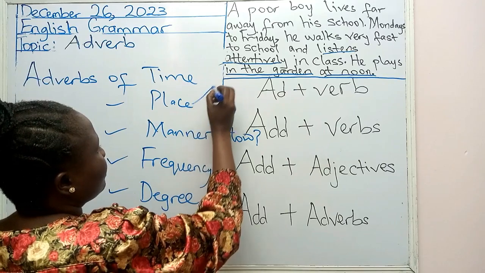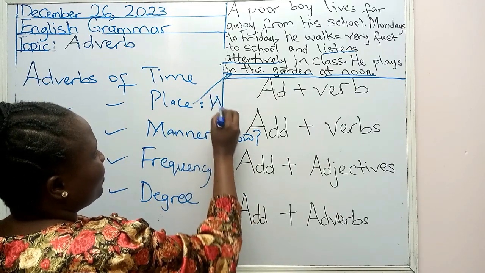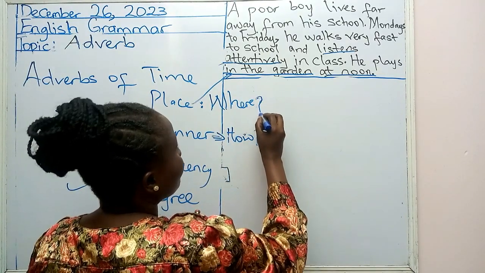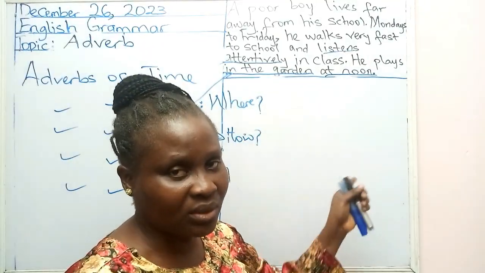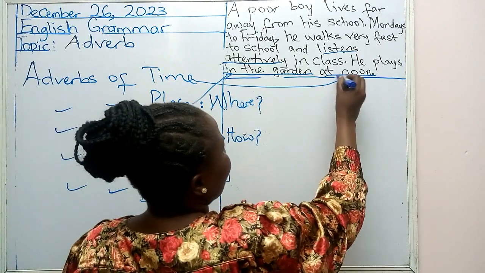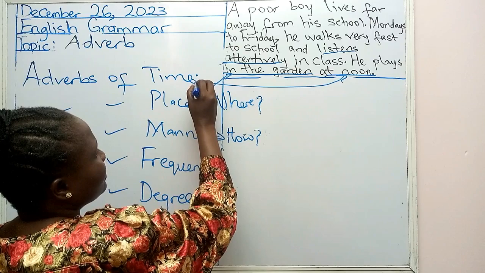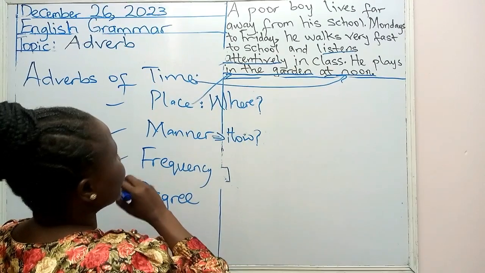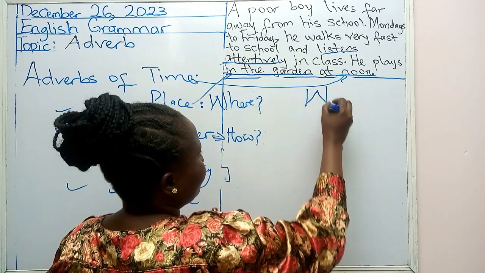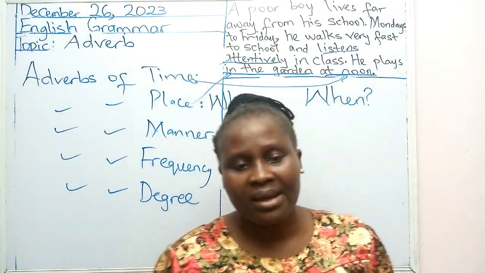In the garden, this is a place where the boy plays. So here we'll talk about adverbs of place, which answer the question where. And we have the last underlined adverb there, at noon, which tells us the time the boy plays. Adverbs of time answer the question when. When does he play? At noon.